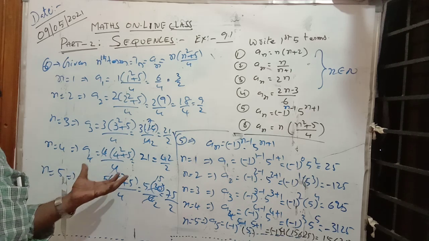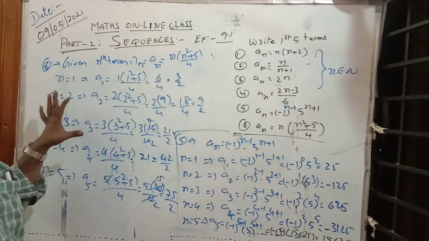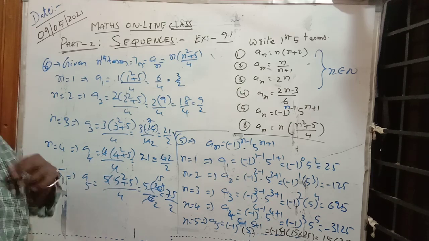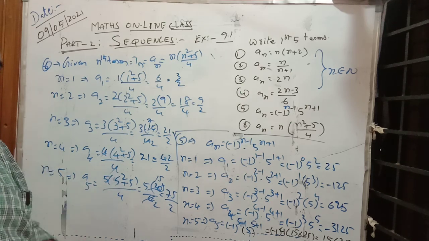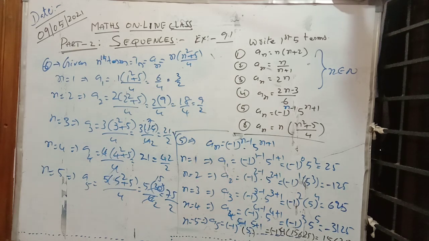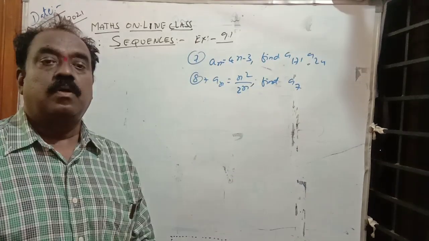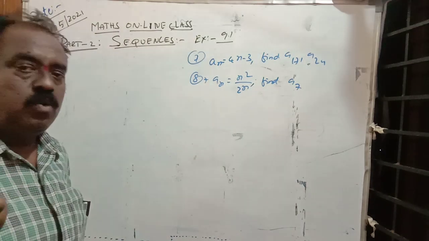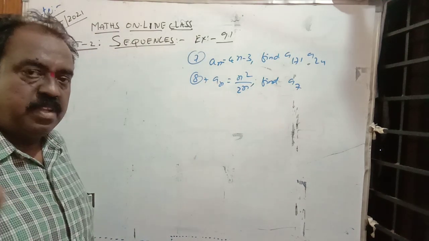Is it clear? So the first 6 problems are solved. We are given the nth term and we have to find the first 5 terms, or we may be asked for 6 terms or 3 terms, like that. You see that 6 problems are over. In those problems 1 to 6 we found the first 5 terms.